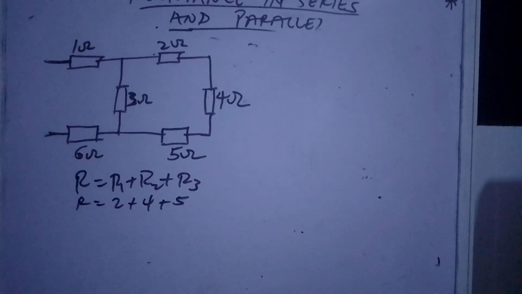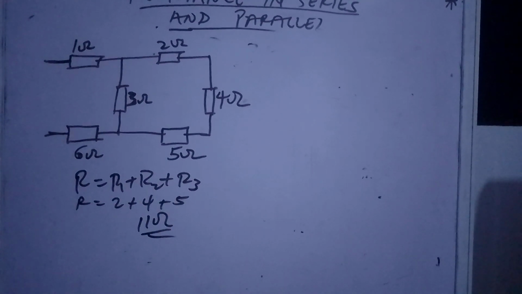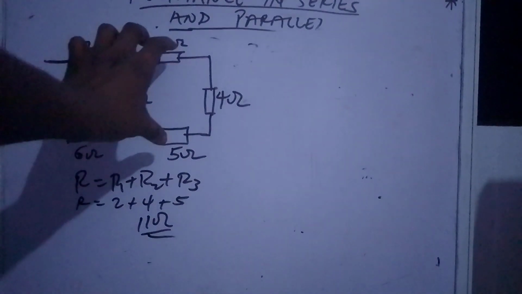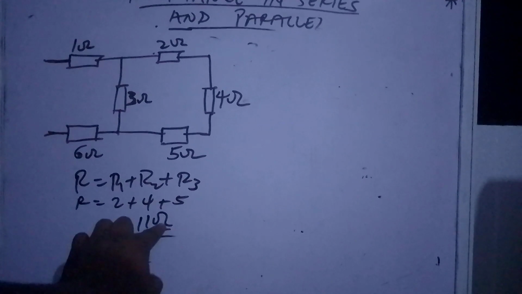And 2 plus 4 plus 5 is going to give us what? 11 ohms. So it means the total resistance in this circuit is 11 ohms. So what we are going to do is reduce these 3 into 1, because the 3 together represent 11 ohms.